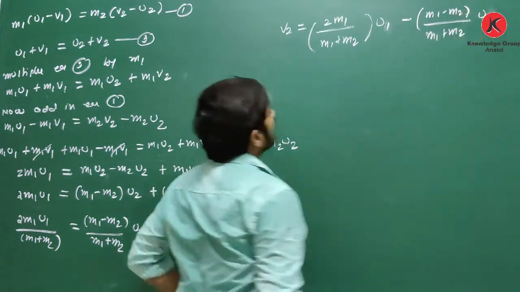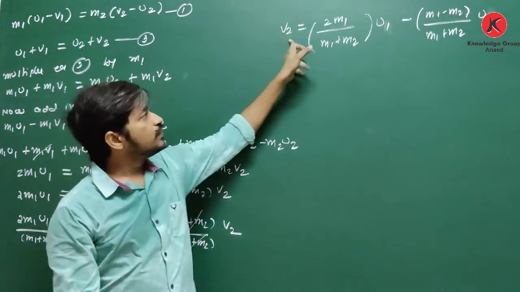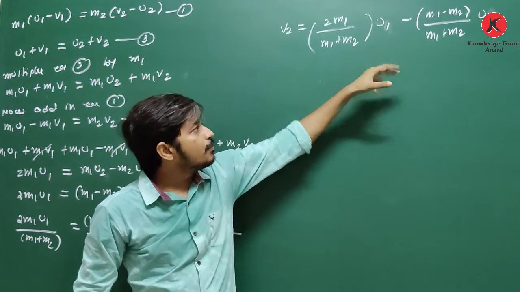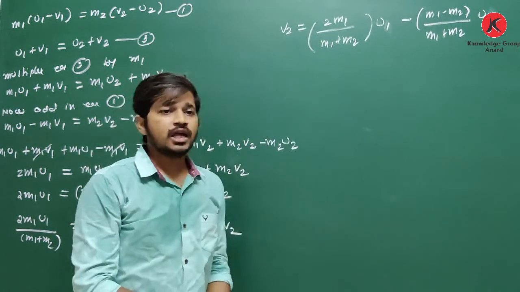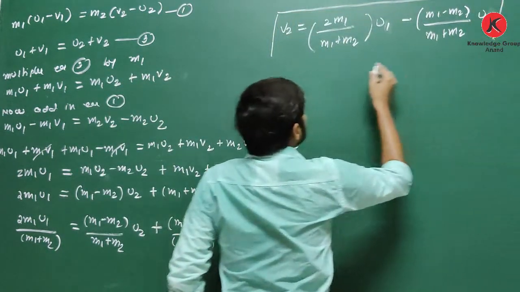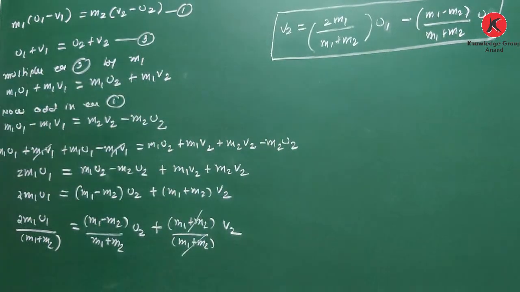Okay, so here we have to remember this equation, that is V2 is equal to 2 M1 upon M1 plus M2 U1 minus (M1 minus M2) upon (M1 plus M2) U2. It is only the equation of V2. Now we will have to find what is the equation of V1. How to find the equation of V1?